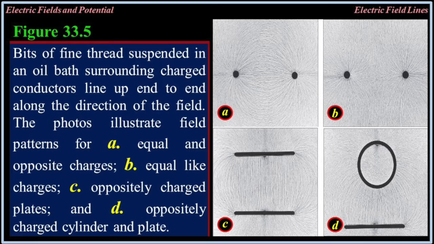33.5. Bits of fine thread suspended in an oil bath surrounding charged conductors line up end to end along the direction of the field. The photos illustrate field patterns for A. Equal and opposite charges, B. Equal like charges, C. Oppositely charged plates, and D. Oppositely charged cylinder and plate.